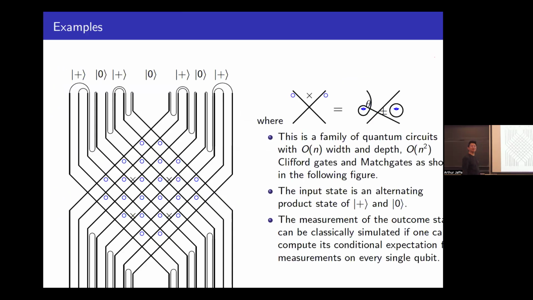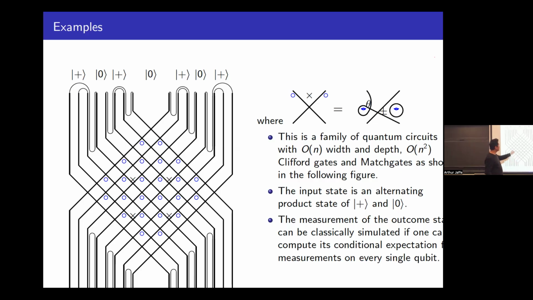Now we'll give an example to see how this could work. So this is a circuit. The input qubit is like +0, and just by direct, plus means a double cap, and 0 means two small caps. And then you can extend this as large as you want to scale up. And this is a family of quantum circuits in the middle with O(n) width and O(n) depth and n square Clifford gates and match gates.